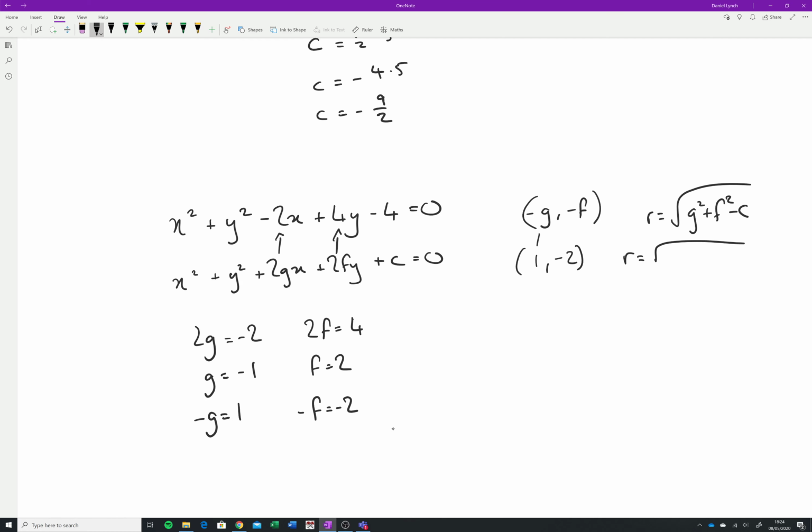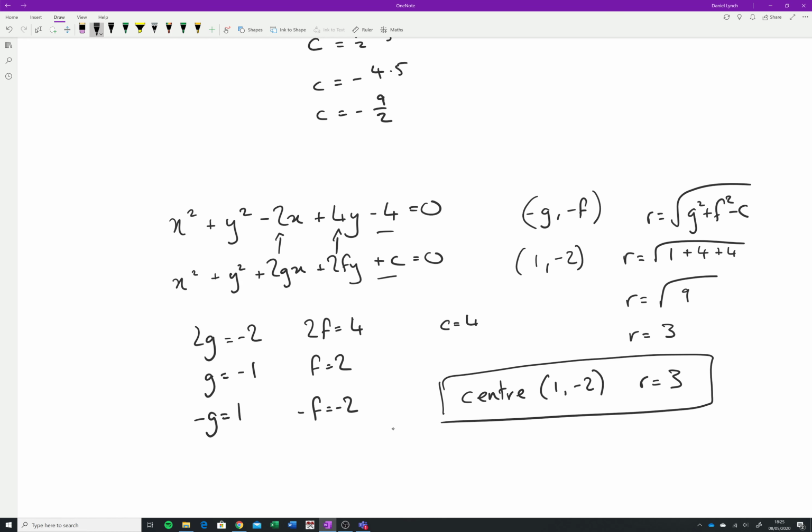It's g squared. So it doesn't matter about the signs here, because once it's squared, it's going to be positive. So 1 squared, which is 1. f squared, so that's minus 2 squared. So that's just going to be 4. And minus c. Remember, c is this number here. Be careful. c is minus 4. So minus c is plus 4. So we get the radius is equal to the square root of 9. The square root of 9 is 3. There we go. We've got our center, 1, minus 2, and we've got our radius, which is 3.